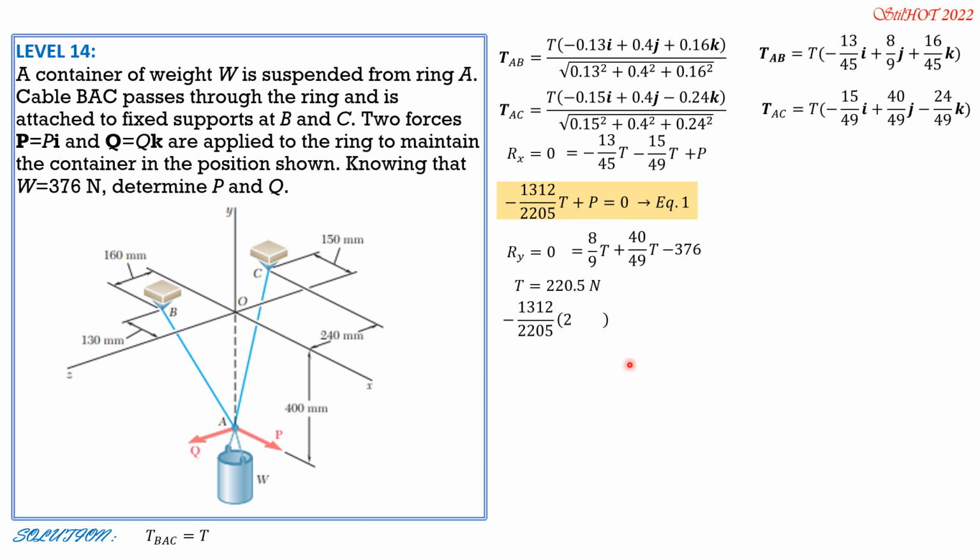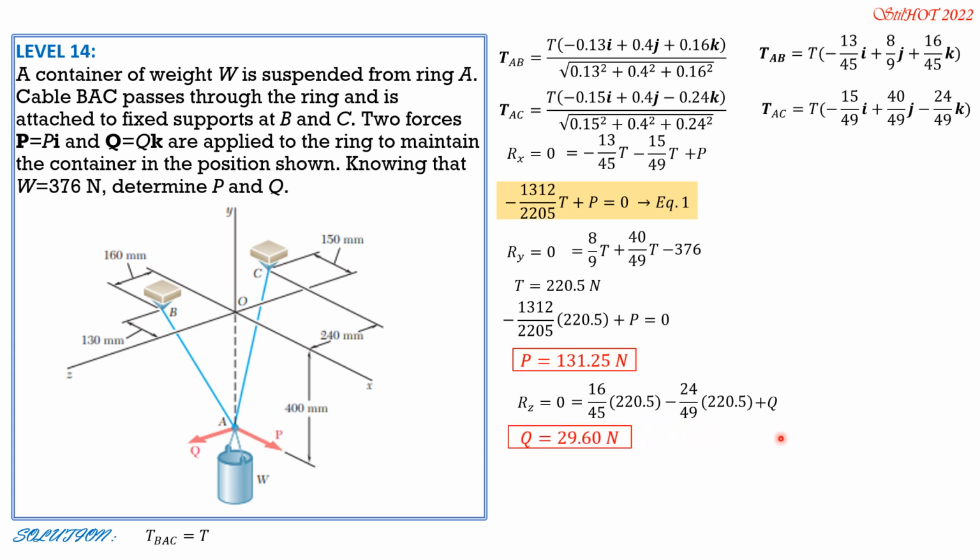So negative 1312 over 2205 times 220.5 plus P equals 0. So P is 1312 times 220.5 over 2205, and that is equal to 131.25 newtons. Then Rz is 0. We have 16 over 45 T, and T is 220.5, minus 24 over 49 T times 220.5. That's it. Then plus Q. So we can now solve for Q. Q is 29.6 newtons.